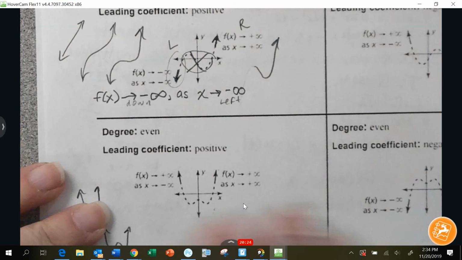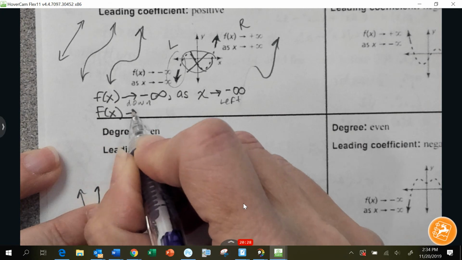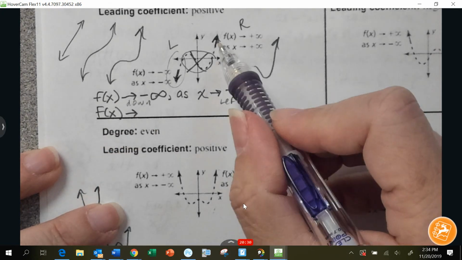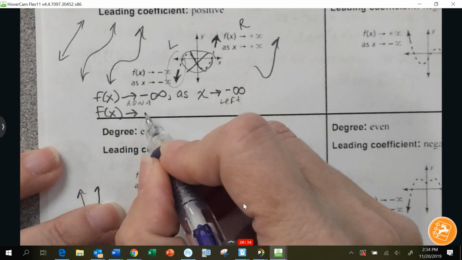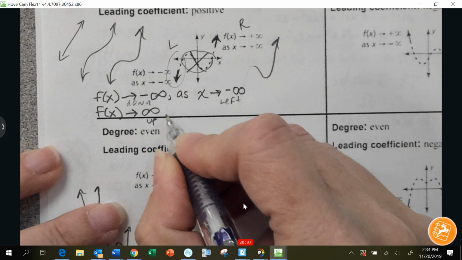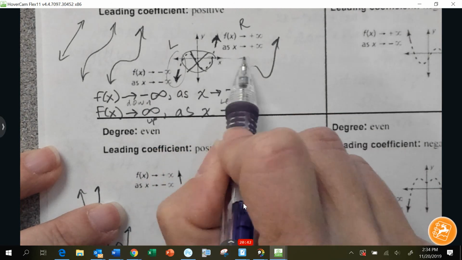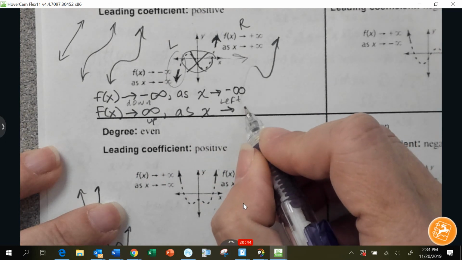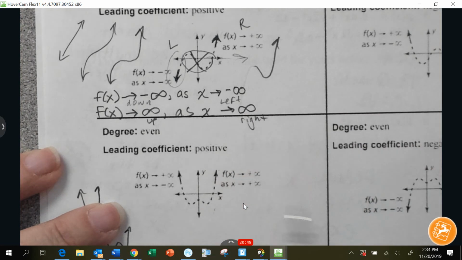So now let's talk about the right side. F of x approaches, so we look on the right side, where is this graph going? Up, which is positive infinity. That's up. Comma, as the x values approach, which infinity do the x's approach? The right, which is positive infinity. Okay, so that's all the symbols. They're just going to be different for each one, yes.